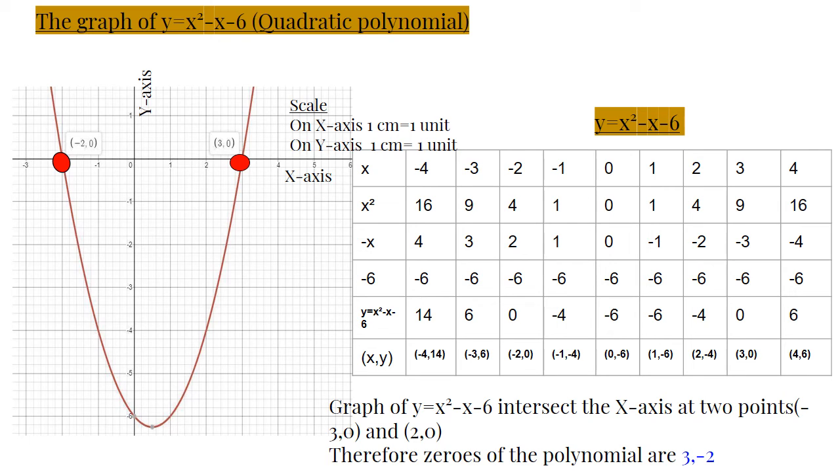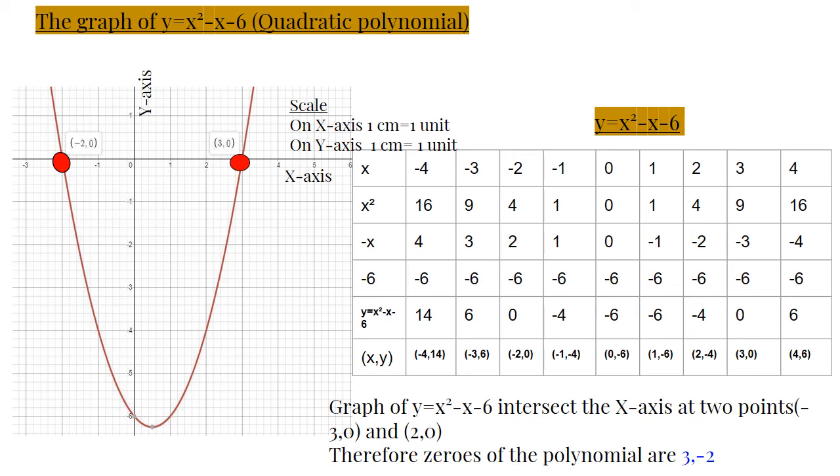Now let us take one example. Polynomial p of x is equal to x square minus x minus 6. Let us name it as y. y is equal to x square minus x minus 6. Why do we have to take y? To plot the points we need two coordinates, that is x coordinate and y coordinate. The variable x is given, so we consider p of x is equal to y. So we have to substitute some values here.